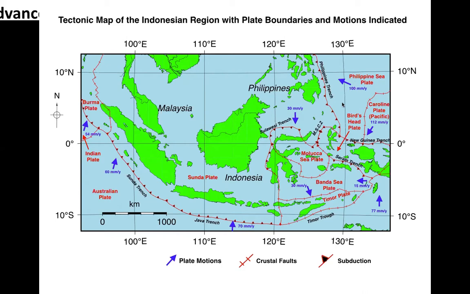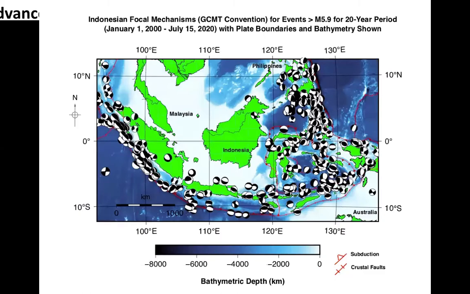So this complex tectonic setting also makes Indonesia one of the most seismically active regions in the world, as shown here, with the majority of seismicity concentrated at or near the plate boundaries. The focal mechanisms shown here for events of magnitude 6.0 and up over a 20-year period show the complexity in how the tectonic motions are accommodated throughout the region. Focal mechanisms and their relation to the tectonic motions will be very useful in a later lecture.